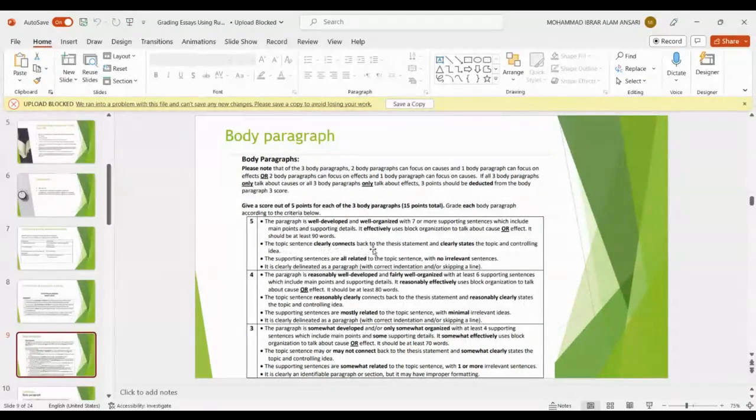The topic sentence clearly connects back to the thesis statement. Yeah, so they write in the body paragraphs what they have said in the thesis statement. So, a well developed, well organized body paragraph, linked with the thesis statement. So they get full marks.